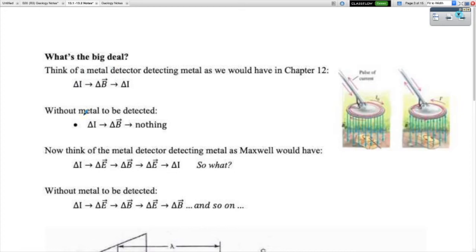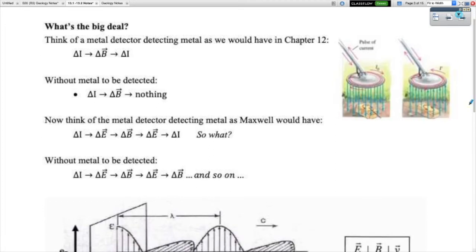So how does it work? Why does it detect metal but not detect not metal? Because if you don't have a conductor there, a change in current in your detector leads to a changing magnetic field, which leads to nothing. Okay, works great, sure, for chapter 12. But now let's look at what the implications are of Maxwell's work here. Okay, we have a changing current, an accelerating charge.